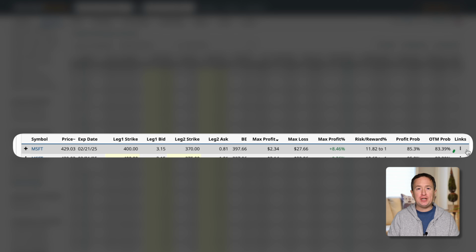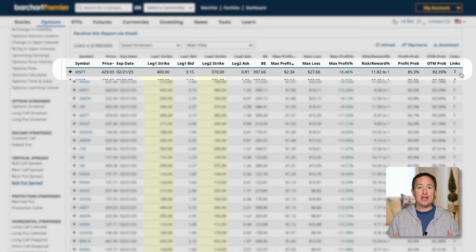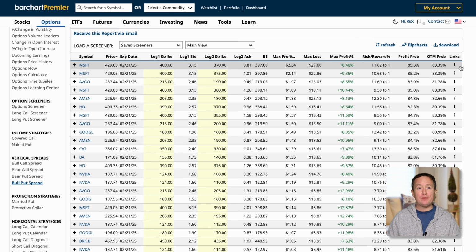The short option has an 83.39% chance it'll expire out of the money, so these are very good odds. However, the risk-reward ratio is a bit high at 11.82 to 1. That's because the maximum loss on the trade is $2,766. But again, the chances of that happening are very low, and with 30 days to expiration, you have lots of time to adjust or close the trade, which I'm going to show you how to do shortly.